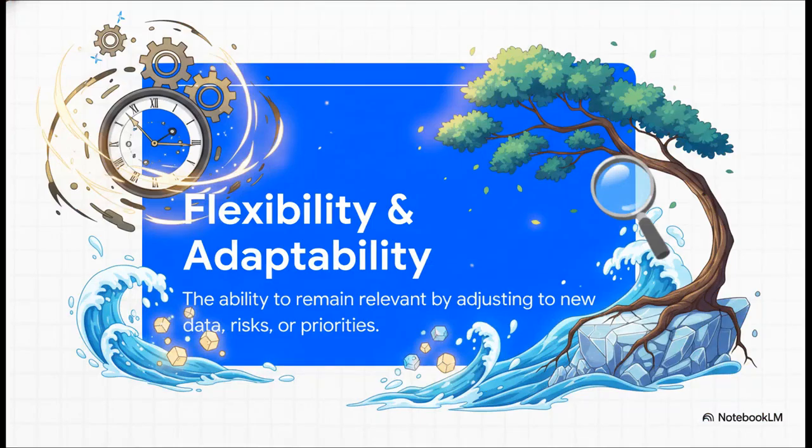So pillar number 7 is flexibility and adaptability. Look, the world doesn't stand still, which means a rigid framework is a brittle one. It's going to snap. A truly robust system has to be able to bend a little when new data pops up or priorities shift. That's what allows it to stay relevant without completely breaking.